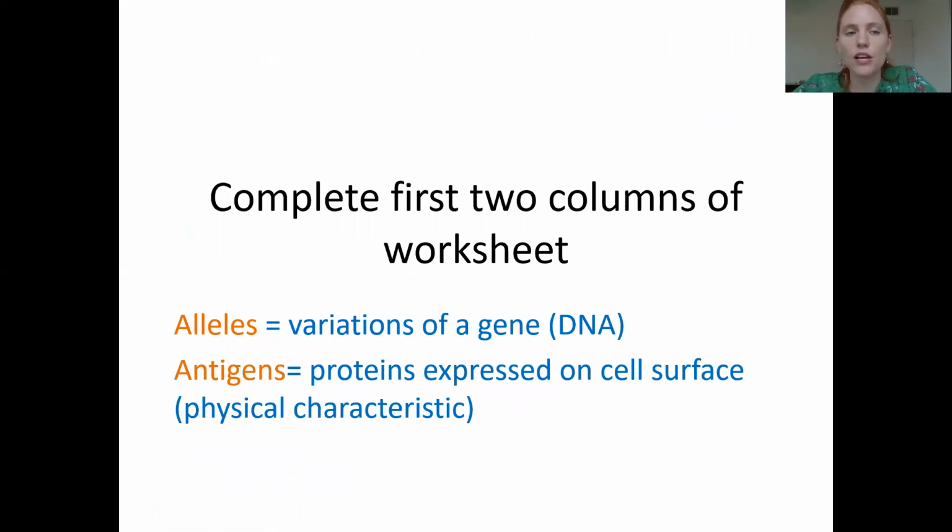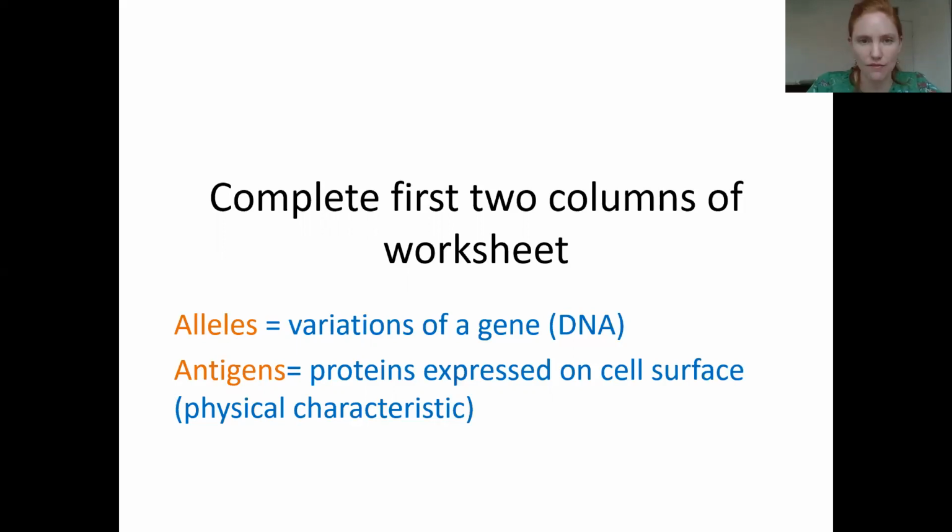Okay, so what I really would like you to do is go ahead and pause it and start working on just the first 2 columns of the worksheet. Make sure you really understand the antigens and the alleles. My suggestion is to figure out the antigen column first. Figure out what physical proteins would be expressed on the surface of the cells for each of those pieces, and then try to figure out what allele or DNA combinations would create those physical proteins. Okay, and I'm going to show you the answers at the end.